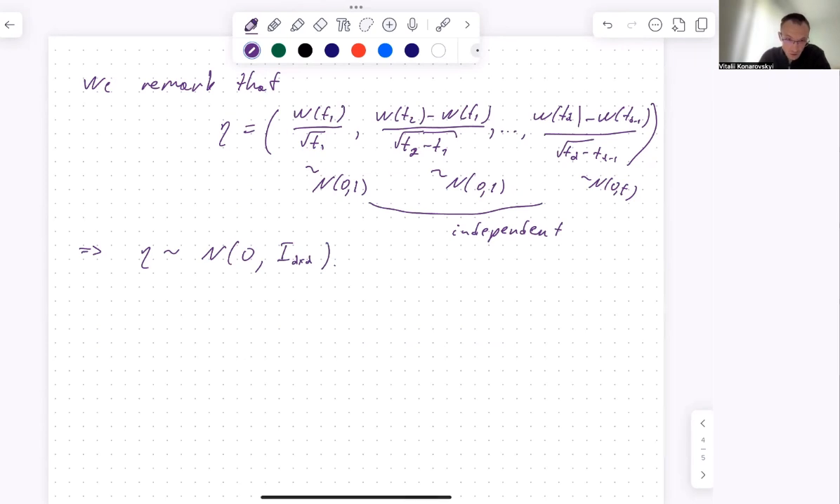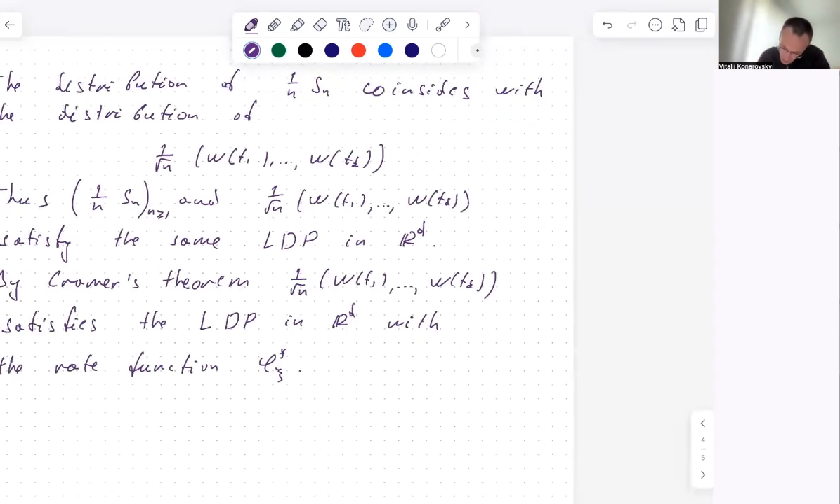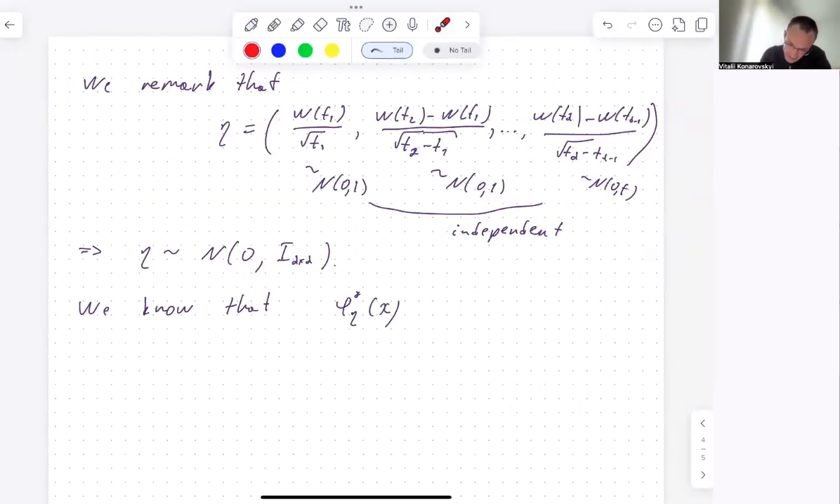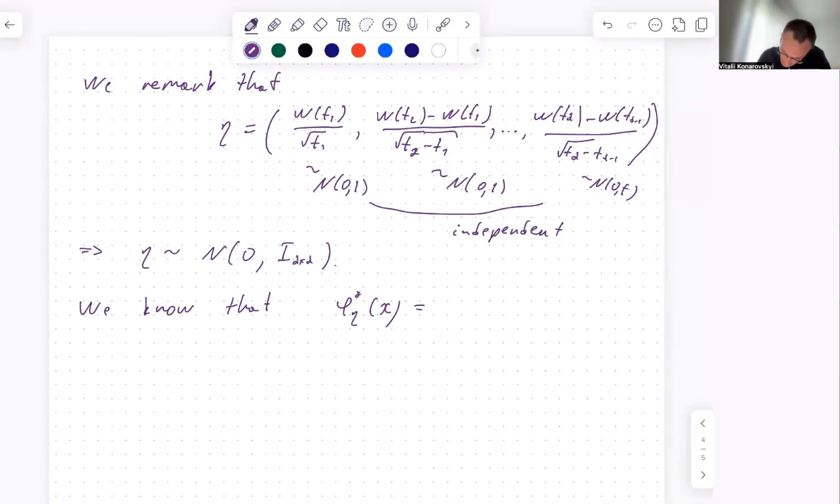And also, let's note that the Fenchel-Legendre transform of this vector eta we already know, because we discussed the large deviation principle for the empirical distribution of standard Gaussian vectors. And we know that the rate function is the Euclidean norm of x squared divided by 2.